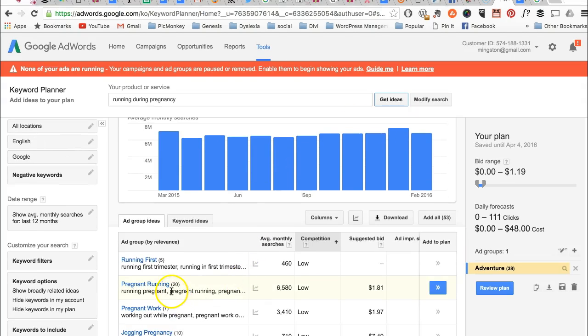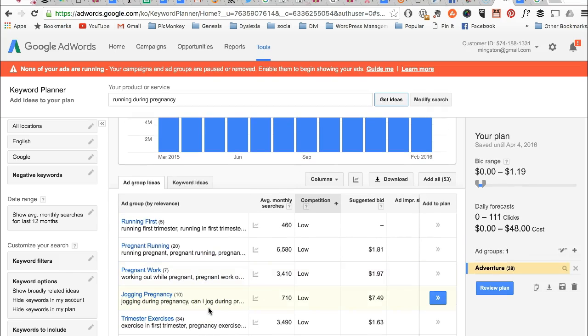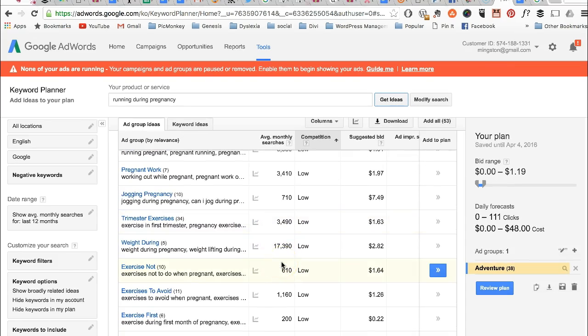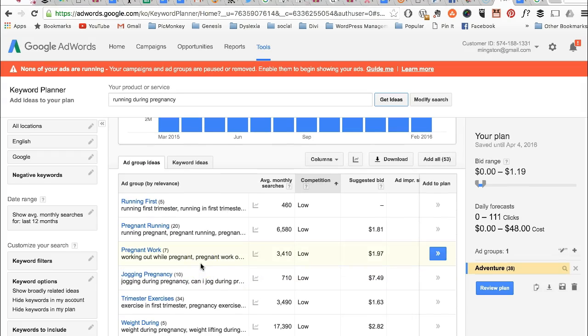So here's pregnant running, which has a decent amount of searches and low competition. Jogging pregnancy has not enough searches, I think, for the low competition. I don't think it's a good idea. We're not really looking for weight during pregnancy. So basically what it's doing is it's taking your words and saying, well, this is the closest to it, so we'll go with this.